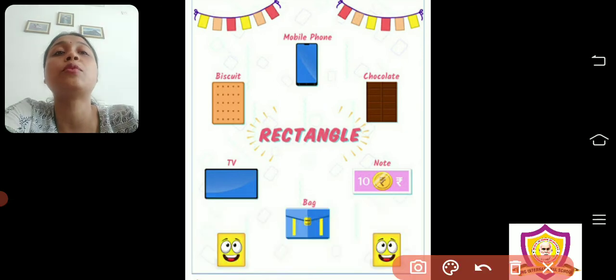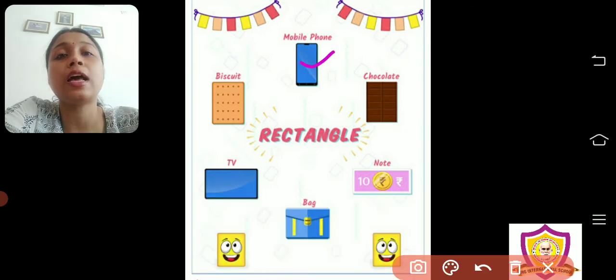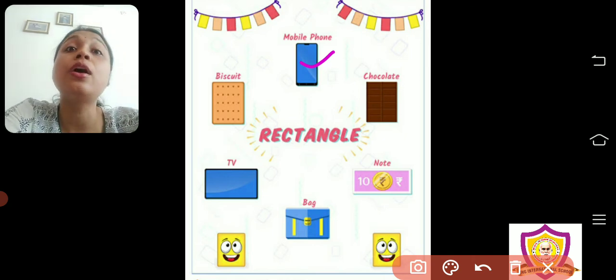Let's see. First, mobile phone. Everyone has seen a mobile phone. Nowadays we are attending class also using a mobile phone, tab. These are also rectangular shape, rectangle shape. Now come to TV. Everyone has a TV at their place. Just after watching this video, go and check. You will see your TV is a rectangle shape. It has four sides, but all sides are not equal. Only the opposite sides are equal.